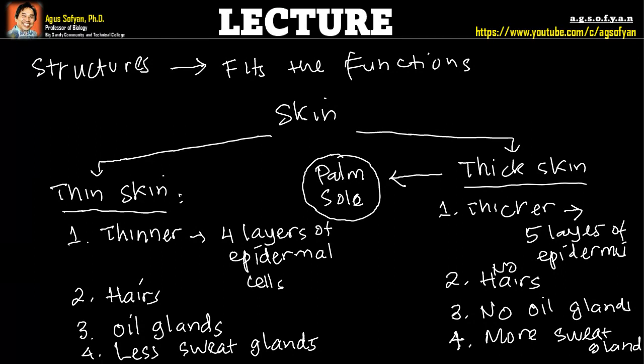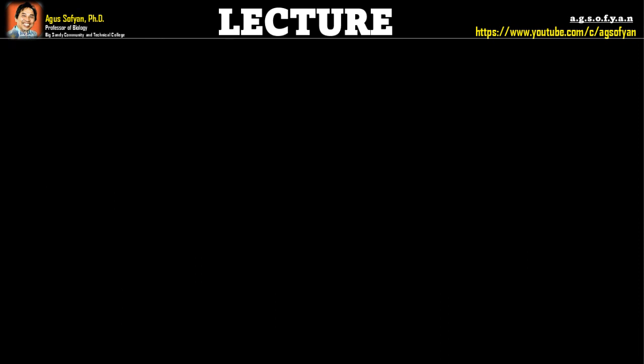Thin skin will have only 4 layers of epidermis, while the thicker skin will have 5 layers of epidermis. Now we will see which one is epidermis on the skin. So we're going to see the structure of the skin. Okay. So the skin will have 2 main layers.